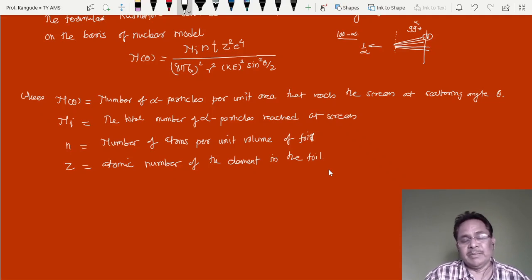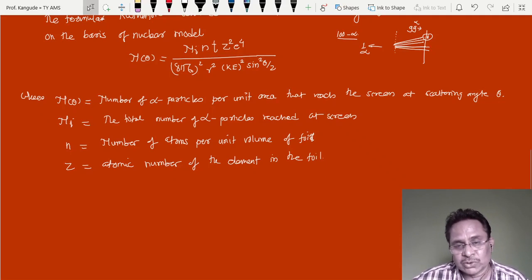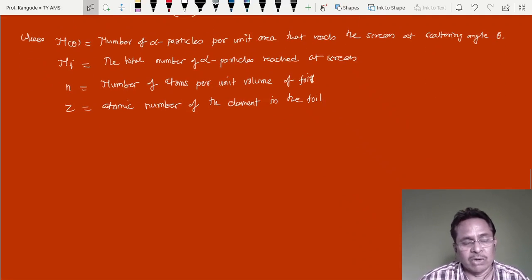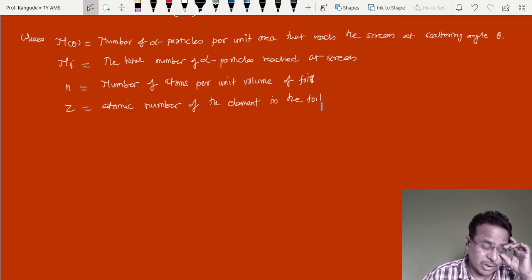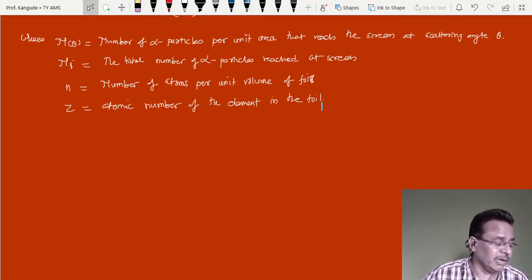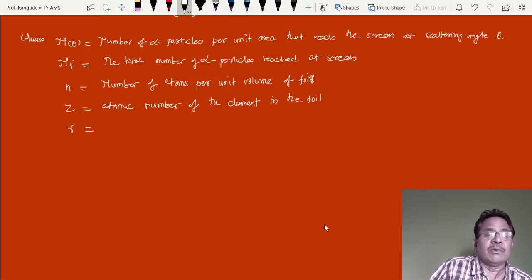Okay, the same experiment may be done for different types of materials. One for gold, one for silver, one for iron, one for any other type of material. So for each and every material, such an experiment was done. Based upon that, he derived this formula, which is given here. Then small r is the distance of the screen from the foil.